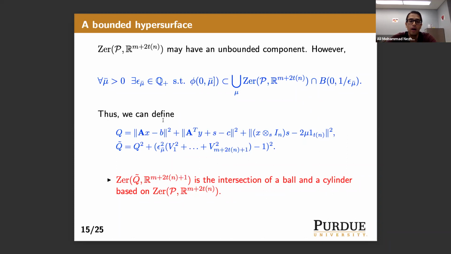And then I can also add a dimension to my problem. So what exactly is happening here? We are basically constructing a cylinder based on this algebraic set. So we are going to a higher dimension, and then we are intersecting the cylinder with a ball. So now we have a bounded set.